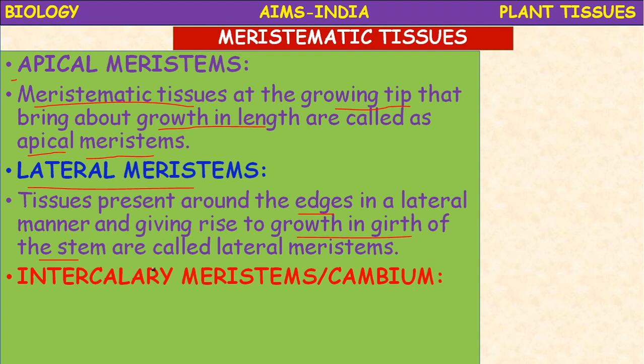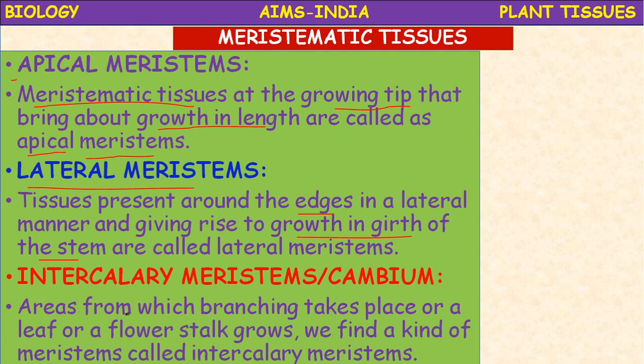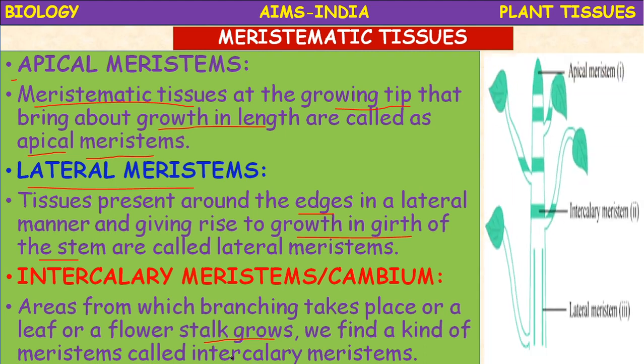And intercalary meristems, it is also called cambium. It is present in the vascular tissue in between xylem and phloem tissue. This meristem that is present is called cambium. It involves in the secondary growth. The areas from which branching takes place or a leaf or a flower stalk grows, okay, we find a kind of meristem called intercalary meristem, okay, like this.